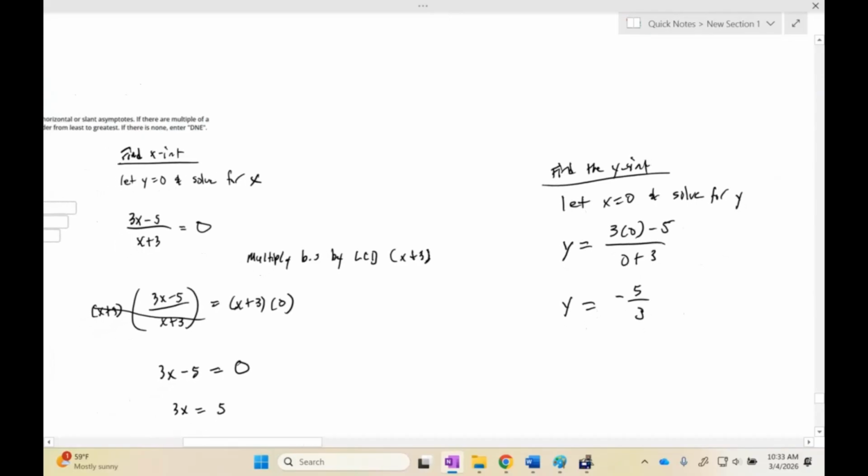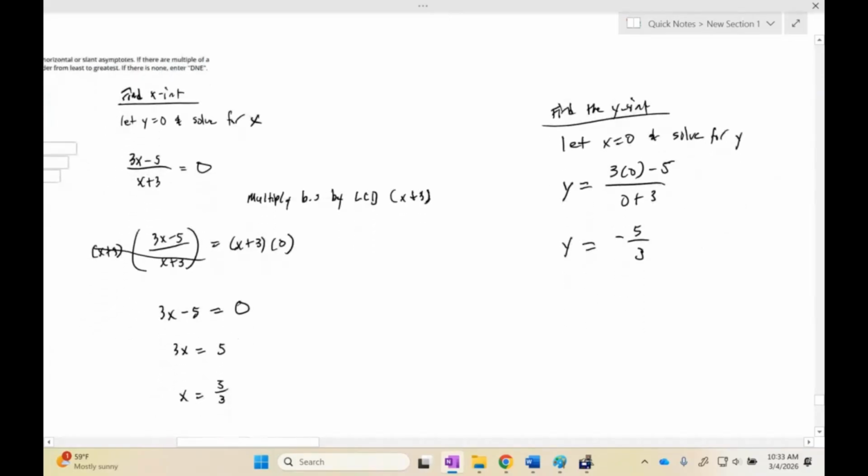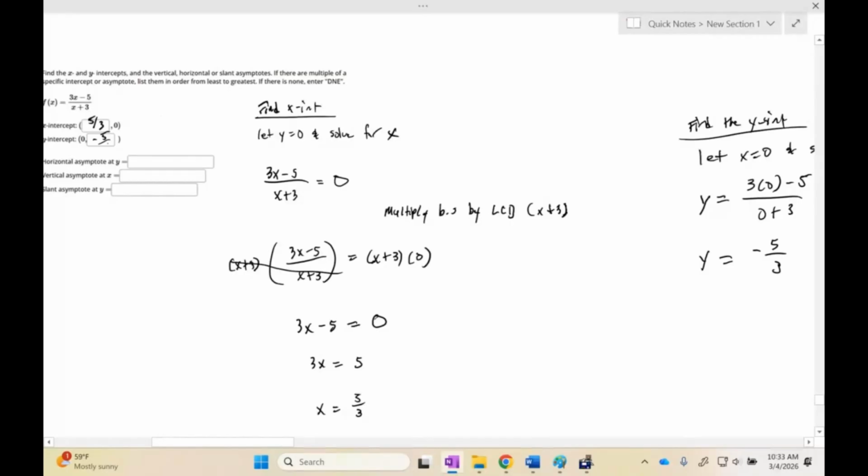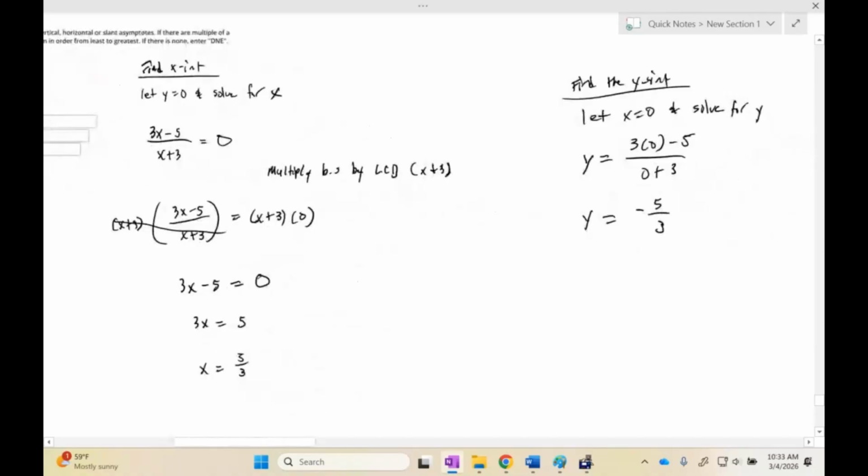So for the x-intercept, let y equal 0. For the y-intercept, let x equal 0. And they wanted that in ordered pair format, so there's (0, negative 5/3). Now this is not always going to happen, where one number is positive and another number is negative. Always work them out.